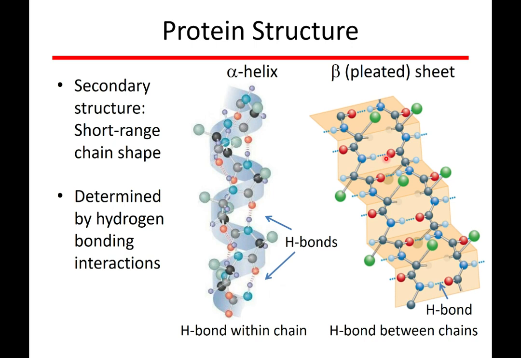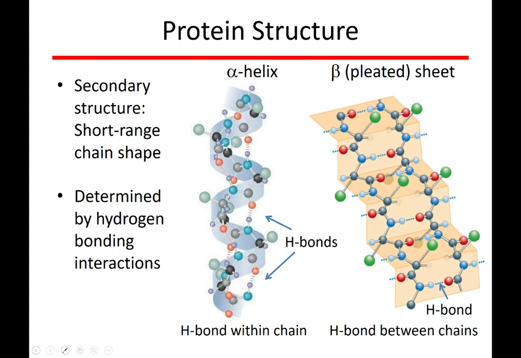Oftentimes, when you start talking about relatively large proteins, it could become kind of cumbersome to draw all of the atoms in here. And so sometimes you'll just see it represented by a ribbon structure like this if you're talking about an alpha helix, or like this if you're talking about a beta or pleated sheet. You don't have to draw all of the atoms to represent the structure that you're trying to talk about here. The important takeaway from this slide and what you need to know about secondary structures is that they tell you the shape of the protein chain over a short range.